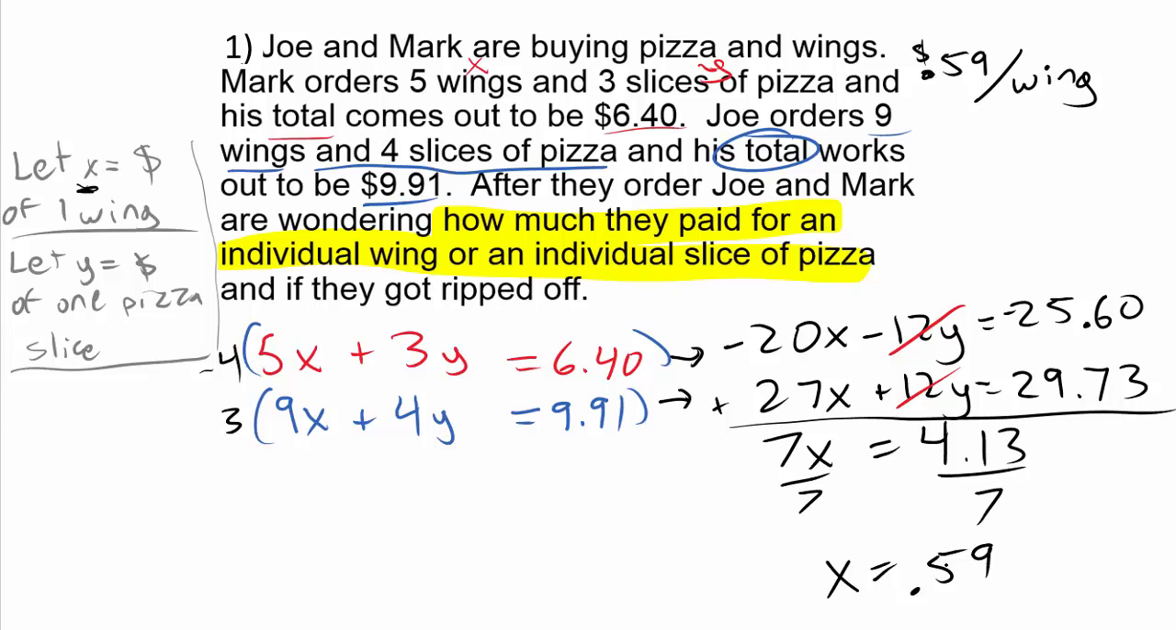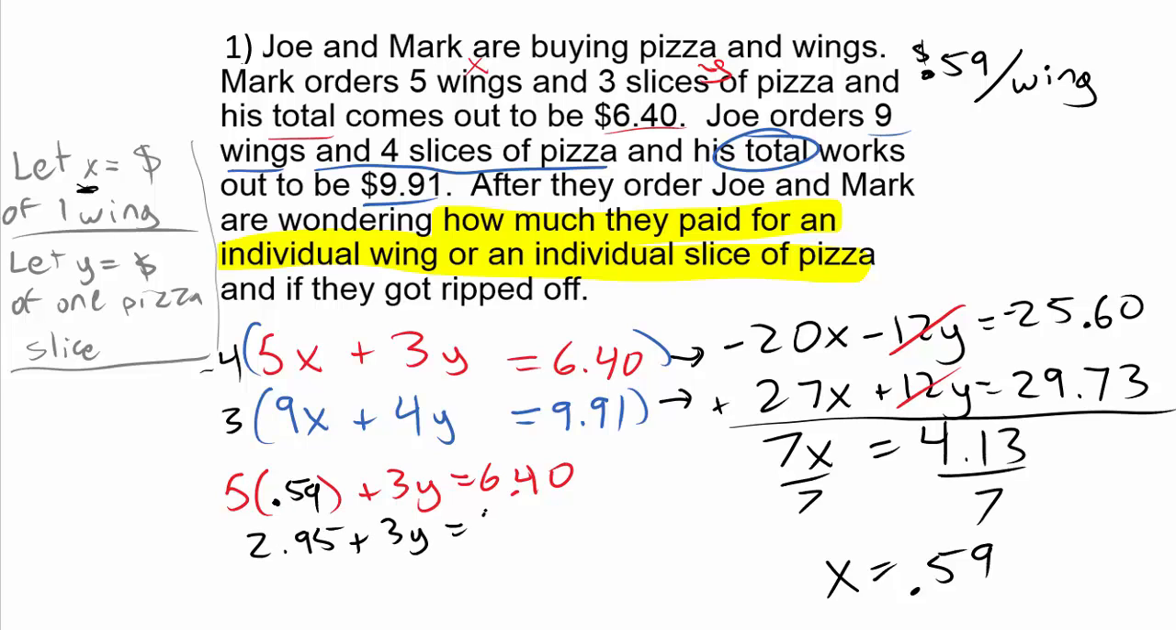We now need to find the y to plug it back in. So let's go ahead and do that too. Now that we've got the x, it doesn't really matter whether the bottom or the top equation is easier. So I'll take 5x equals 640, and I'm just going to take this 59 cents and plug it right in here for x. So we're going to take 5 times 0.59 and come up with 295 plus 3y is equal to 640.